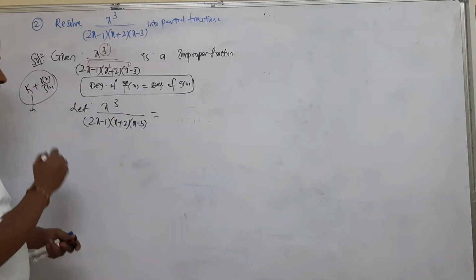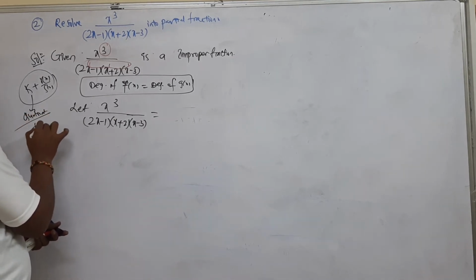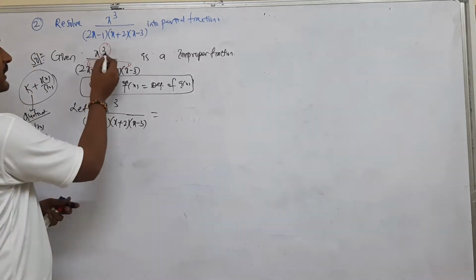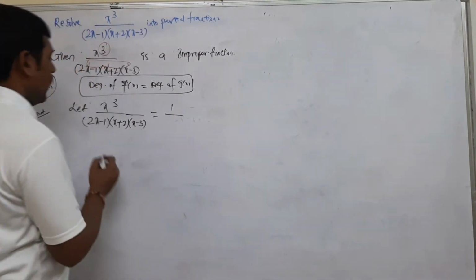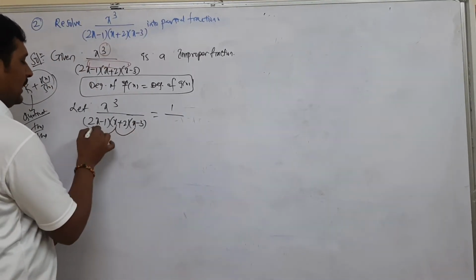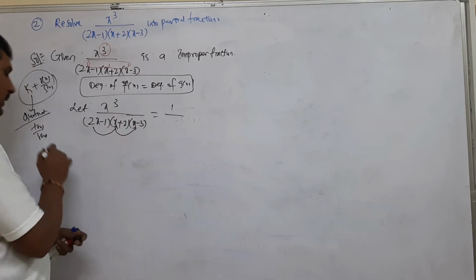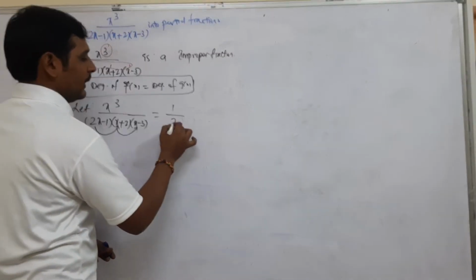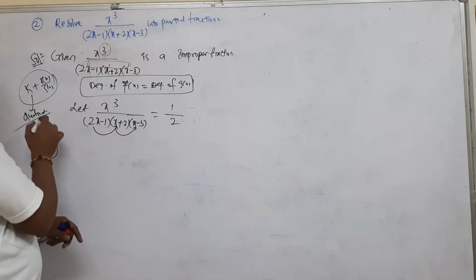What is k? k is a quotient, nothing but the division of the highest coefficients of f of x as well as g of x. What is the x cube coefficient? 1. By what is the x cube coefficient? You can see here 2x into x, 2x square. 2x square into x, 2x cube. So what is the x cube coefficient? 2. Nothing but 1 by 2.